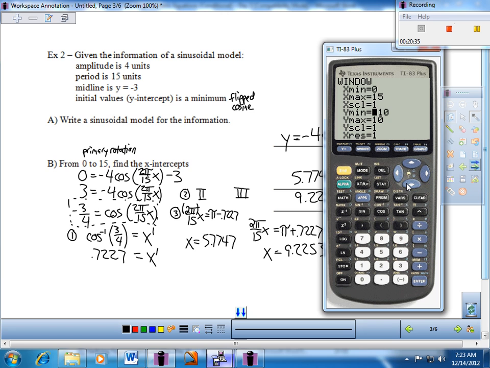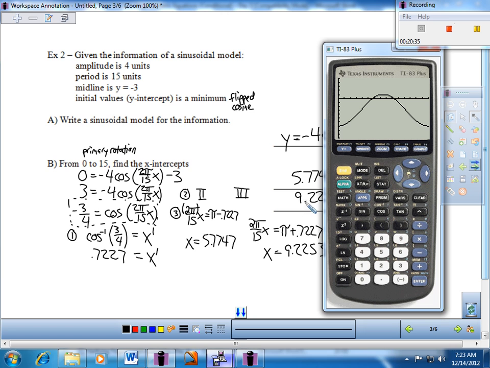Amplitude is 4, midline is down at -3. I'm going to buffer this a little bit. I'll go from -10, up to 5 should be fine. And let's see if this is legitimate. There we go, not too bad. So there's my sinusoidal wave, and I've got this piece right here starting at the min, up, down, and take a look, everyone: one x-intercept here, one x-intercept there. If we were to count it out, we should get the 5.7 and change and the 9.2 and change right there.